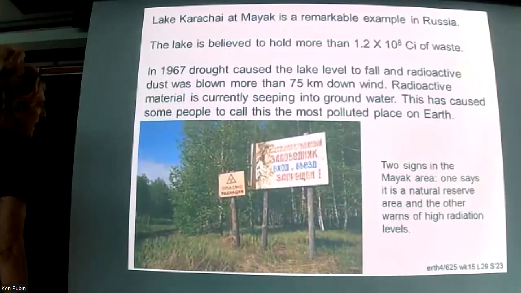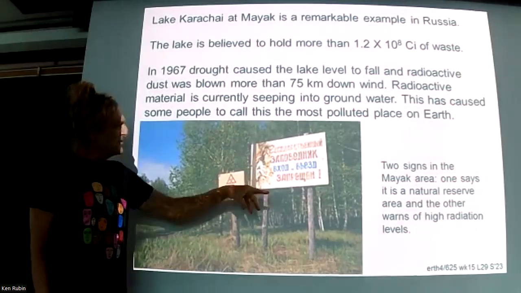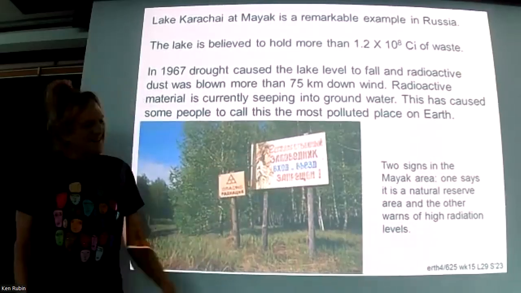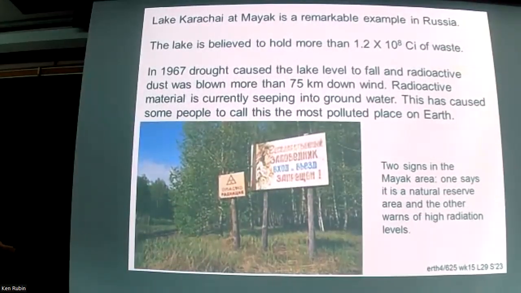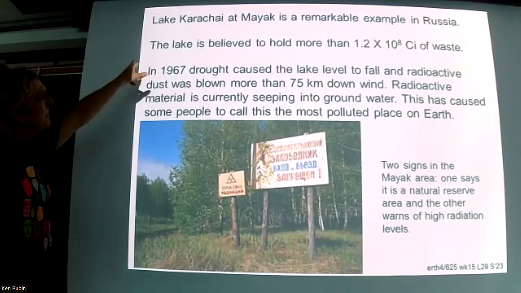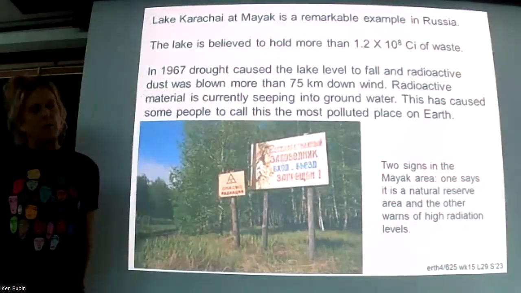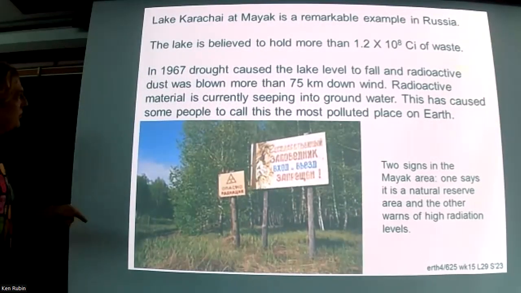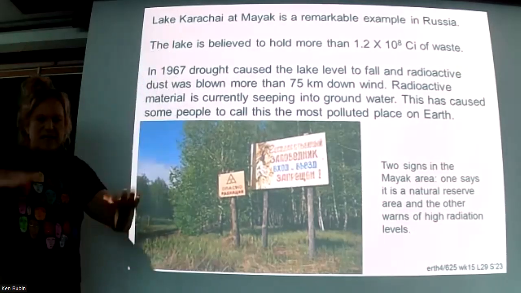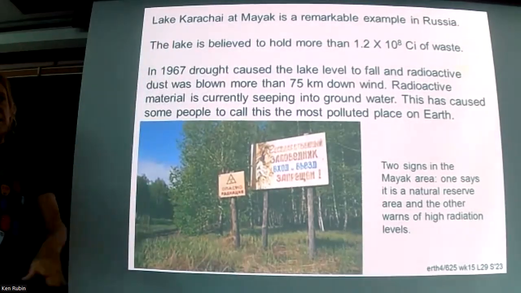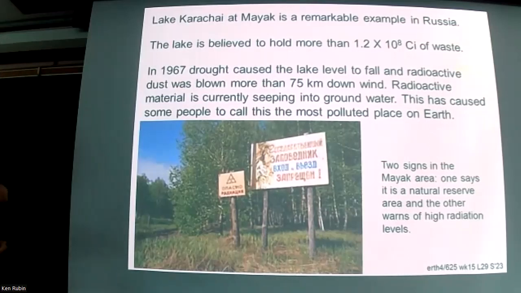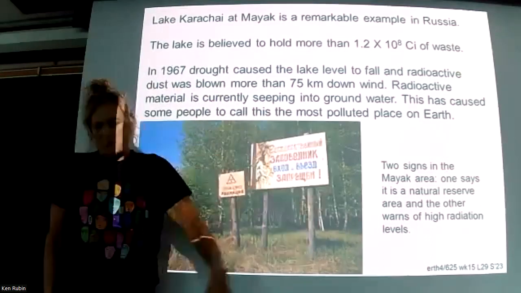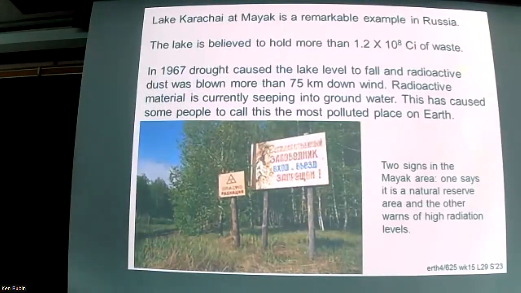And this is just a picture of two signs. I had a Russian student in this class a few years ago. This sign says, this is a nature reserve. And this sign says, be careful, this is very radioactive. And in fact, this lake is believed to hold something like 1.2 times 10 to the 8th, or 120 million curies of waste. And there was a drought in the 60s that brought the level of the lake down, and a lot of lake bed sediments were exposed and circulated by winds, and this caused radioactive wind to be blown many tens of kilometers, about 75 kilometers downwind.